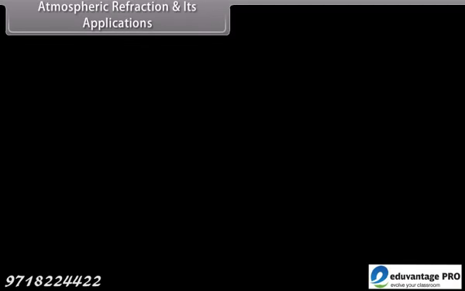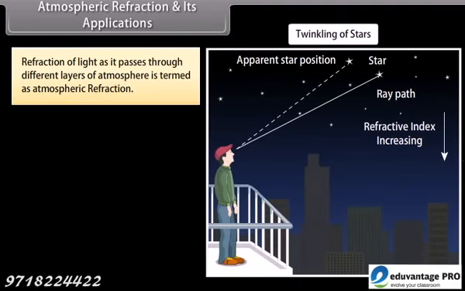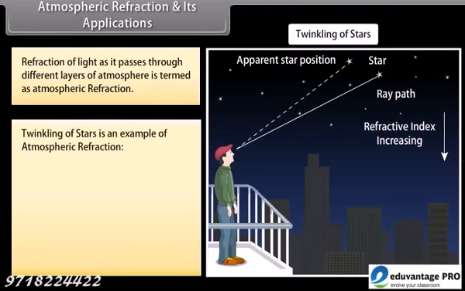Atmospheric refraction and its applications. Our atmosphere is not uniformly dense at any local place. Depending on the local condition, it may have hot and cool air near the ground. Hot air is lighter than cooler air, and hence has lesser refractive index than cooler air. Due to this, starlight or sunlight entering the atmosphere undergoes refraction. This is known as atmospheric refraction.